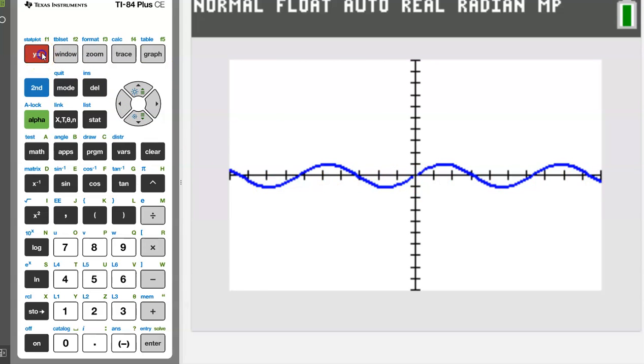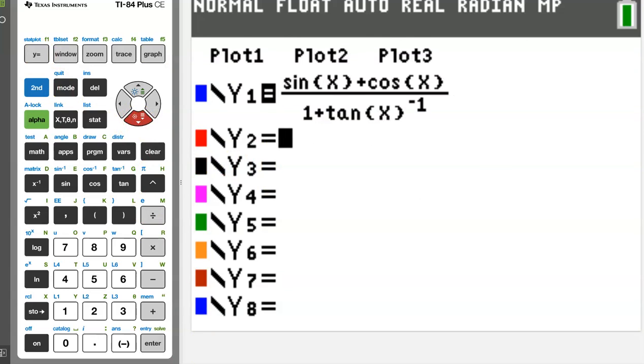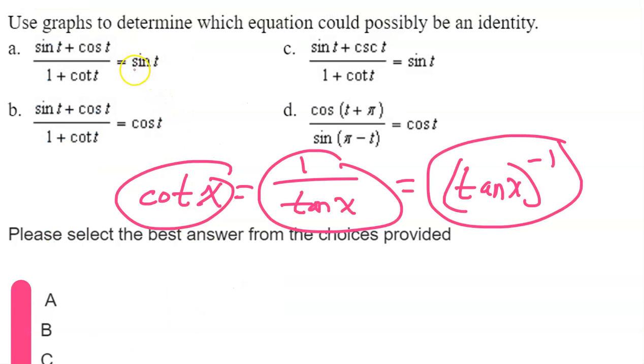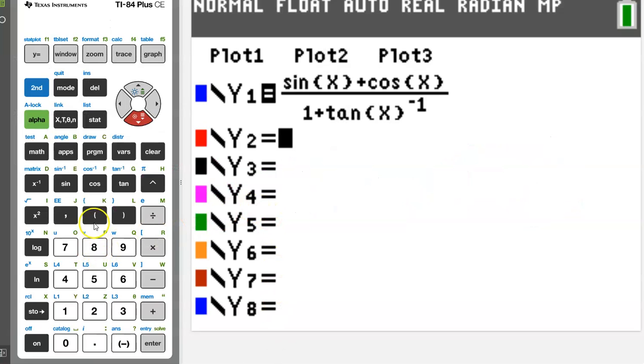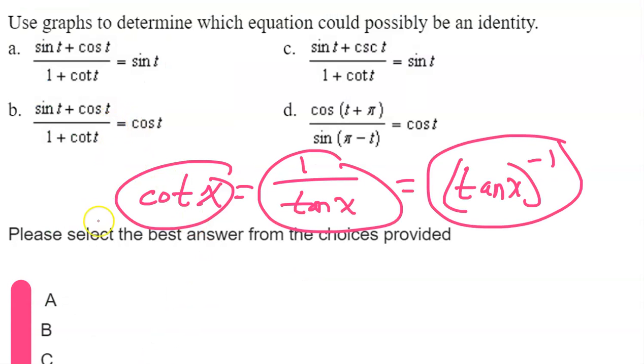So now we will go down to y2 and we will graph the other side of the equation, which is sine x, and see if they're identical. Alright, so here we go, sine x. Boom. And now we hit graph, and look at that, it matches perfectly. That means this is an identity. So the answer should be A. Let's take a look. Ding, ding, ding.